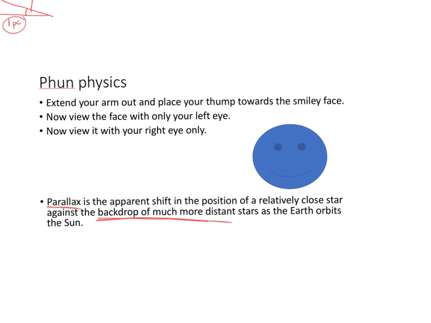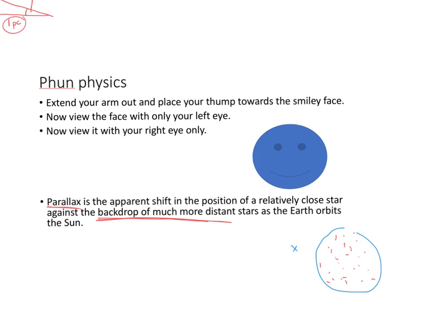Parallax is the apparent shift in position of a relatively close star against the backdrop of much more distant stars. What we mean by this is, let's say these were all background stars that were far away, and we were observing one star that's much closer. The stars that are further away will appear not to be moving at all because they appear constant in the same spot. However, the closest star will appear to shift in position depending on where the Earth is and where we're observing it from. So this is what we're going to have a look at now.